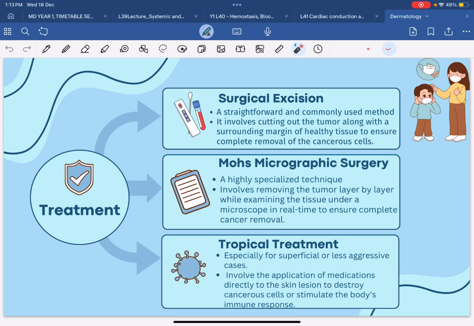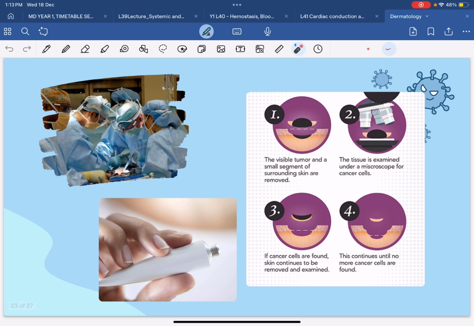So these treatments have their own advantages, which are a high cure rate, immediate results, and effectiveness for skin cancer. And for topical treatment, we have minimal scarring. So here is the picture you all can refer to, and this is the surgical excision, and this is the Mohs micrographic surgery, and this is topical treatment.